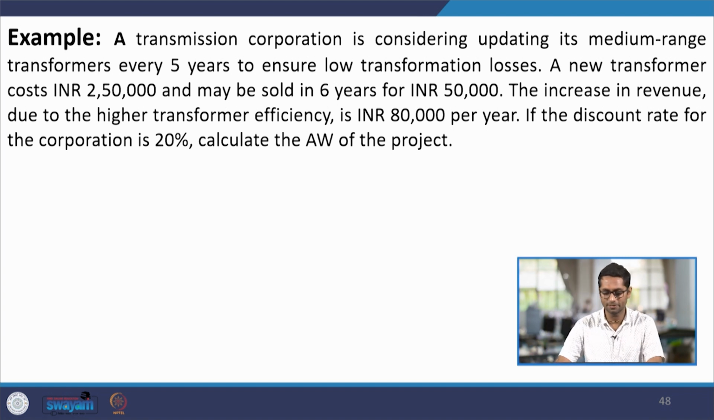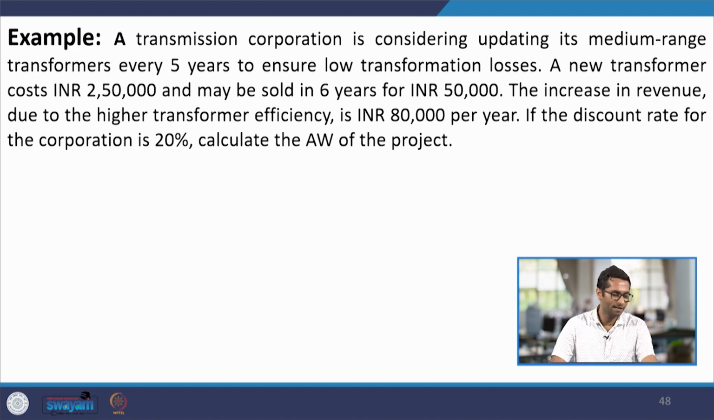Say a transmission corporation is considering updating one of the transformers every 5 years, and it wants to ensure that it's a profitable investment. So the aim here is to update the transformer every 5 years. A new transformer costs around 2.5 lakh rupees and may be sold in 6 years at around 50,000 rupees as scrap. An increase in revenue due to this higher transformer efficiency can be attributed to around 80,000 rupees per year. The discount rate for the corporation for such kind of investment is 20%, and we would want to calculate the annual worth of this project.